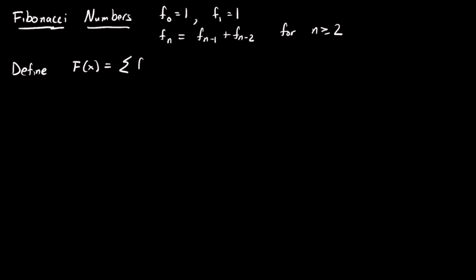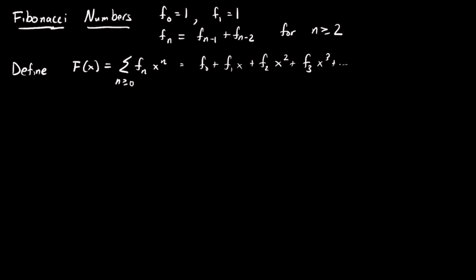It's going to be the sum of f sub n, x to the n, where n is bigger than or equal to 0. So this is a formal power series in the ring C[[x]]. All right, so we'll view this as a formal power series. And again, what am I doing? I'm essentially just saying that this is equal to f sub 0 plus f sub 1 x plus f sub 2 x squared plus f sub 3 x cubed, and so on and so forth. So attached to x to the n is the nth Fibonacci number.